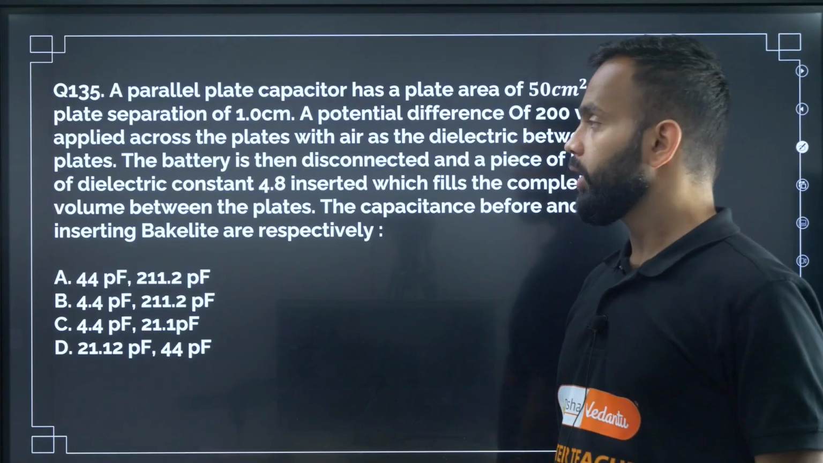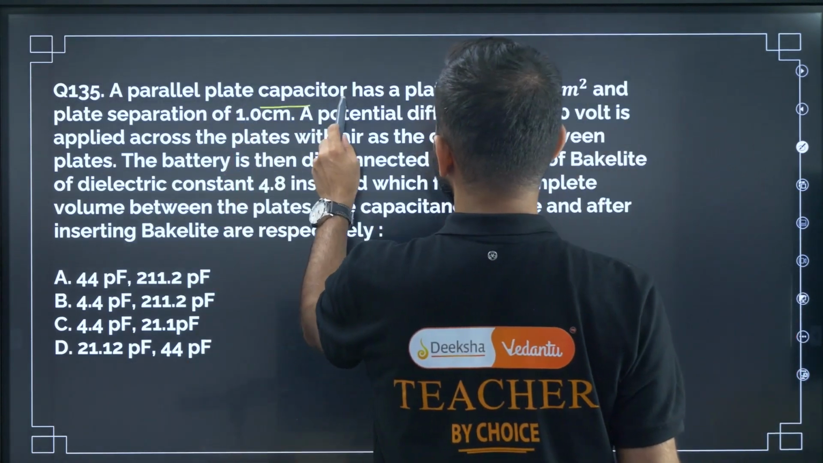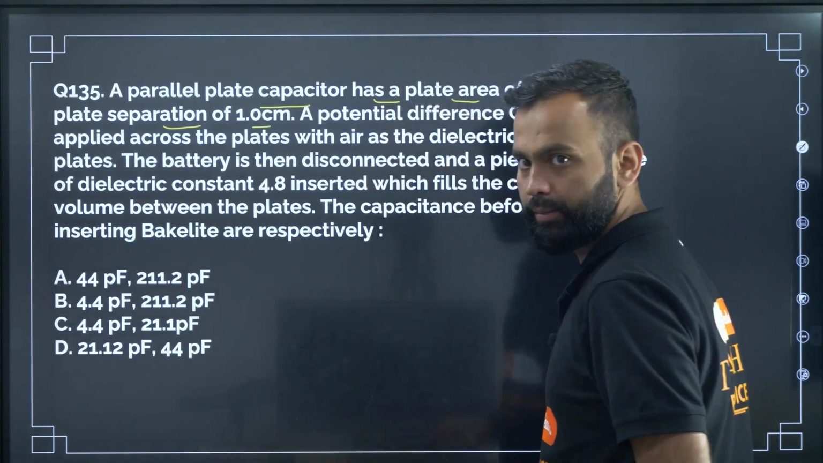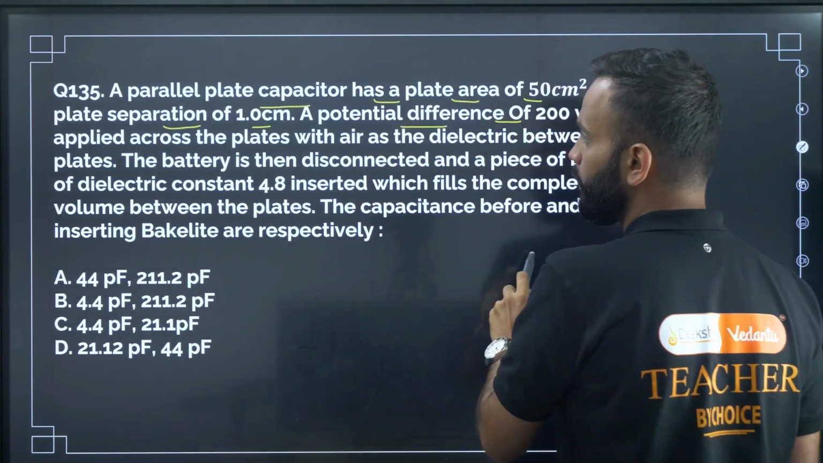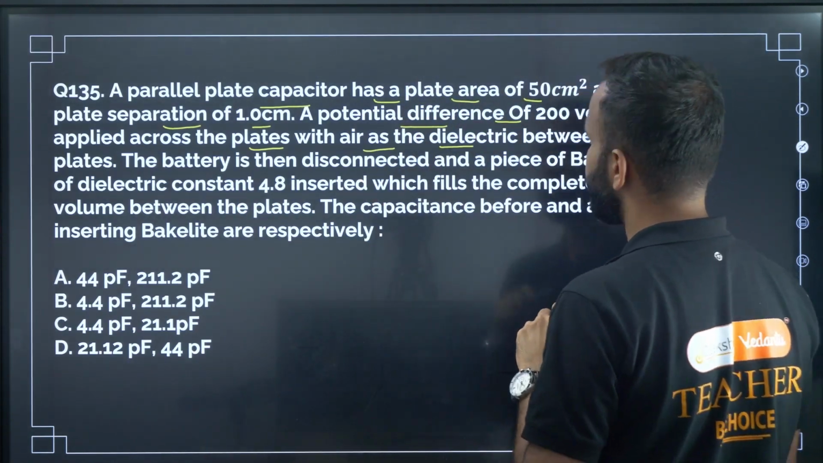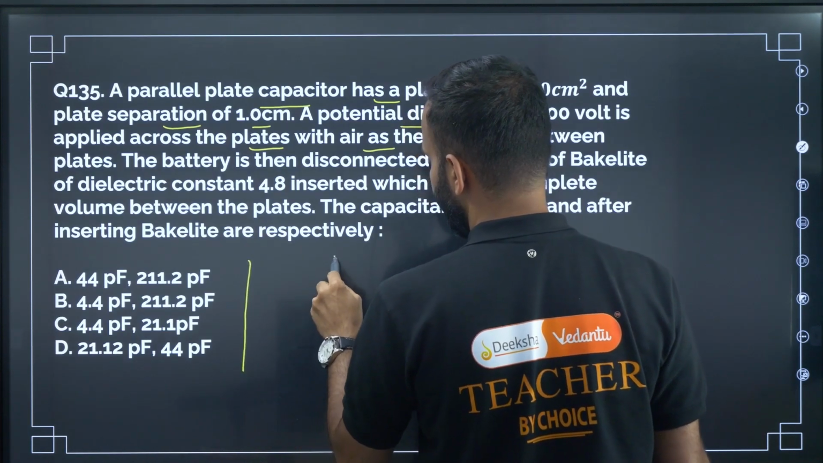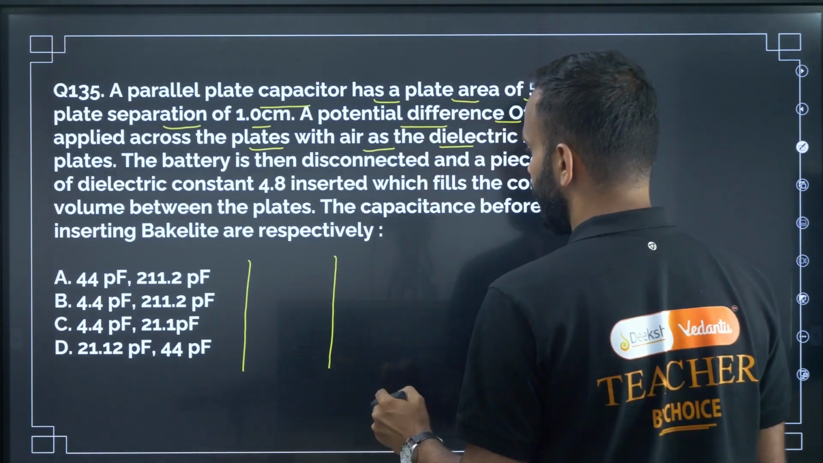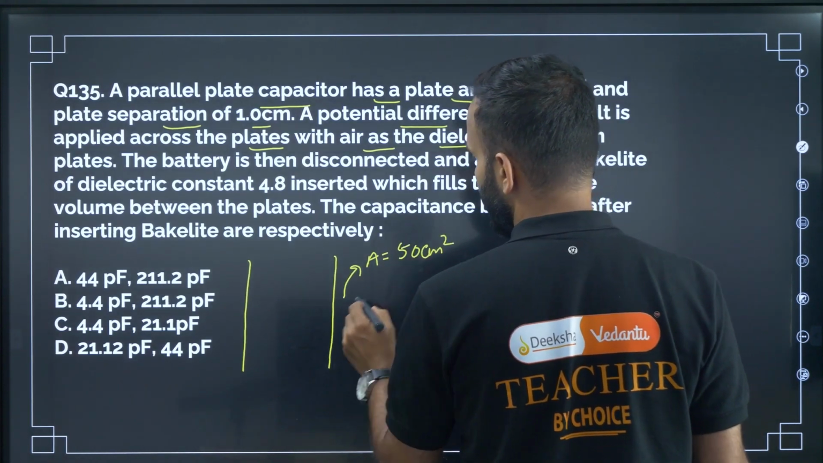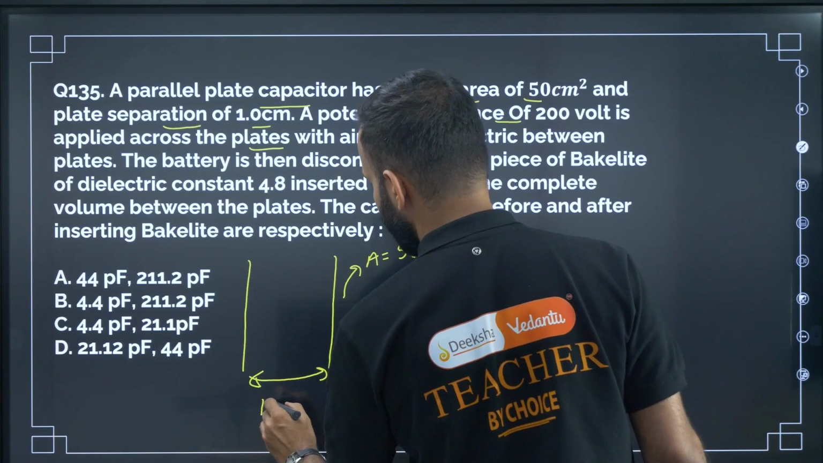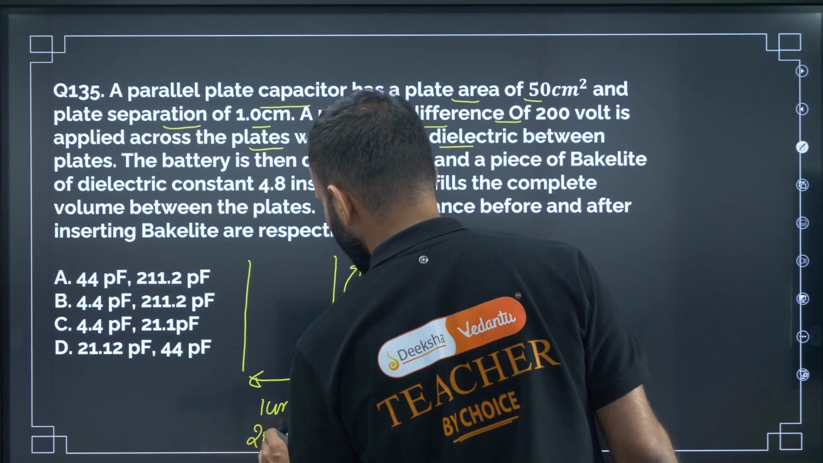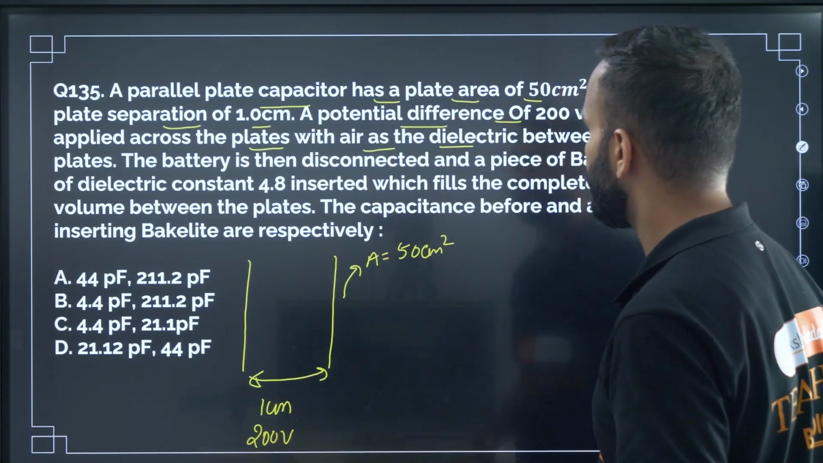Okay. Question number 135. A parallel plate capacitor has a plate area of 50 centimeter square and plate separation of 1 centimeter. A potential difference of 200 volt is applied across the plates with air as the dielectric between the plates. Okay, this is the parallel plate. The area of the parallel plate capacitor is 50 centimeter square. Separation between the plates is 1 centimeter. Applied potential difference is 200 volts.